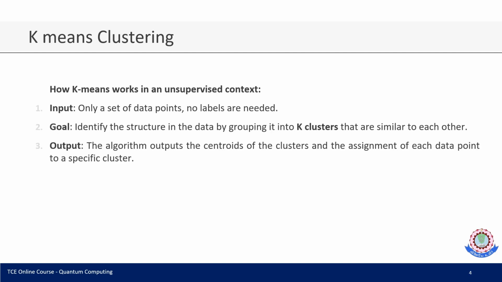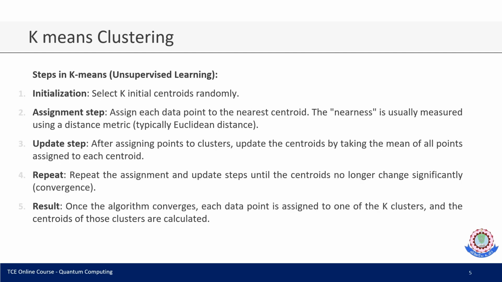In k-means clustering, there are different steps. The first is input: only a set of data points, no labels are needed. Goal: identify the structure in the data by grouping it into k clusters whose points are similar to each other. Output: the algorithm outputs the centroid of each cluster and the assignment of each data point to a specific cluster. First, we think about initialization: select k initial centroids randomly.